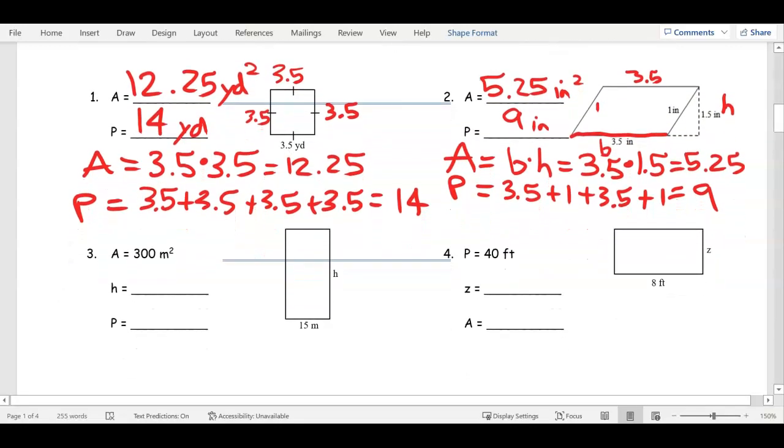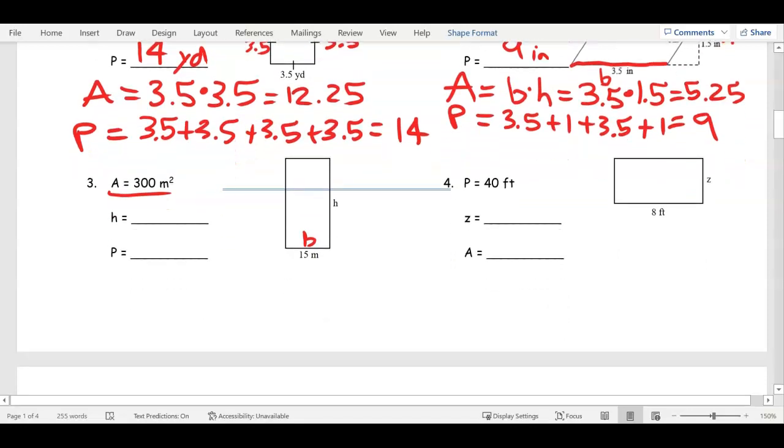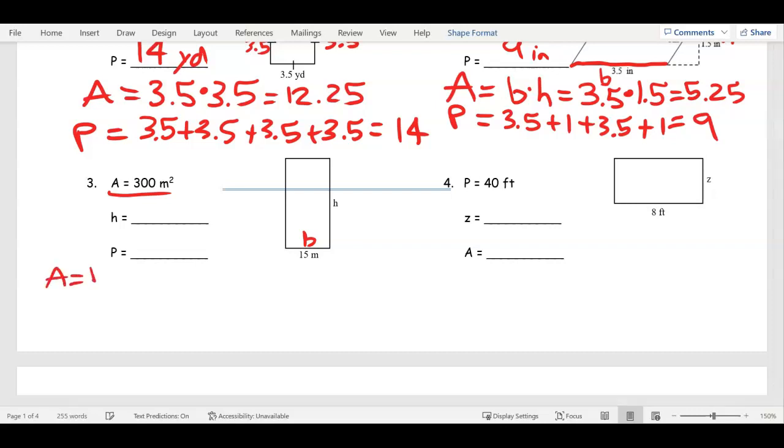Now, those are like your straightforward problems. These next ones are what if they complicate things and they give you the area and they're asking for the height. Okay? So, let's think about this. I know my base is 15. I know my height is missing, but I know my area is 300. So I want to set up my equation. Okay, so here we go. I know area equals B times H.